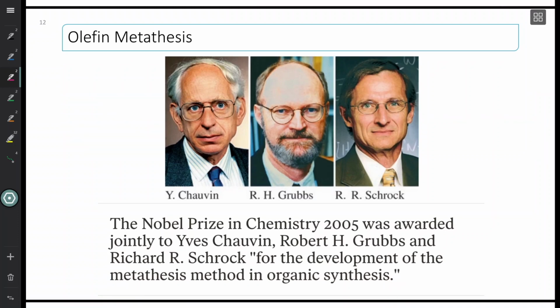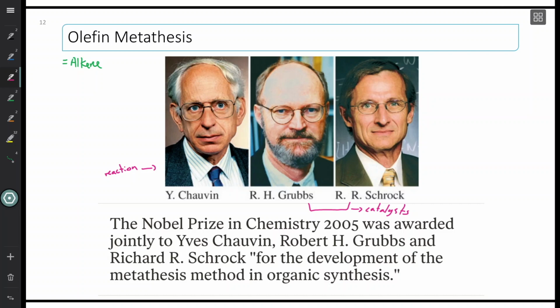Olefin metathesis. Olefin also equals alkene, right? This is another Nobel Prize awarding reaction, and it has some really neat applications. It was discovered by Chauvin, so Chauvin learned how to do the reaction, and then Grubbs and Schrock really made the catalysts. And I'll show you why that was worth the Nobel Prize.